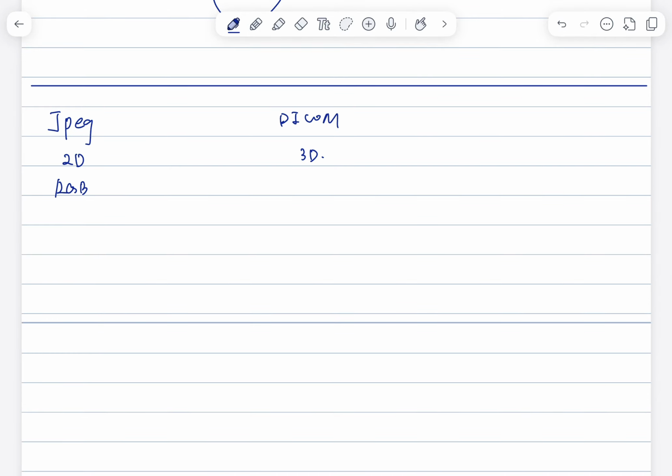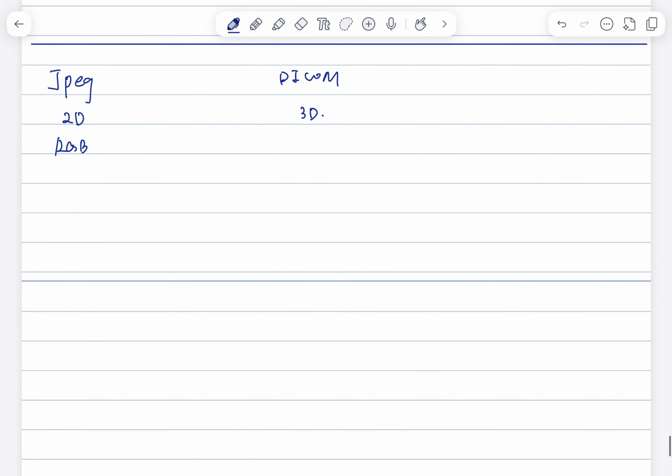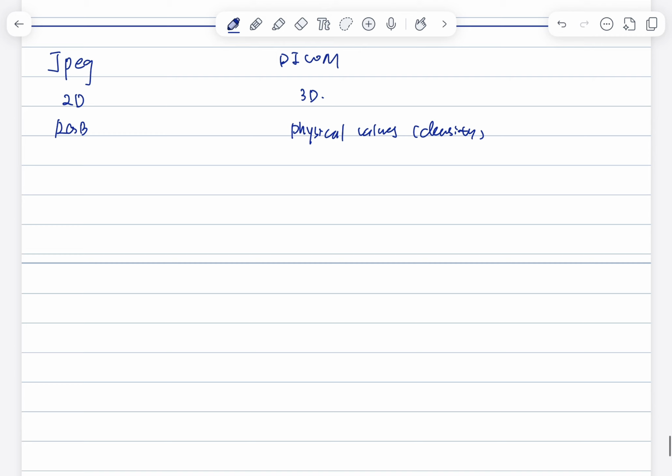This is red, green, blue. This is just physical values like density, and then there's also going to be metadata, I think. Is it called metadata? Yeah, it's called metadata. This is going to be none. This is going to be metadata. Okay, I'll explain what all of these do.